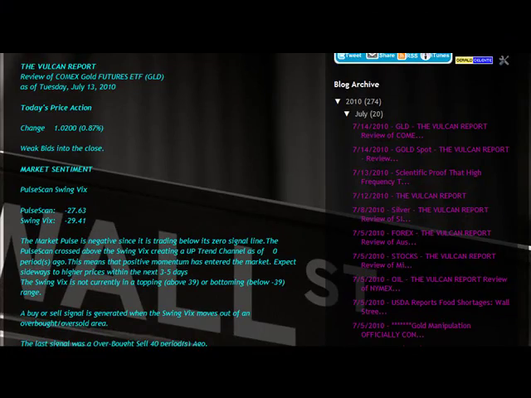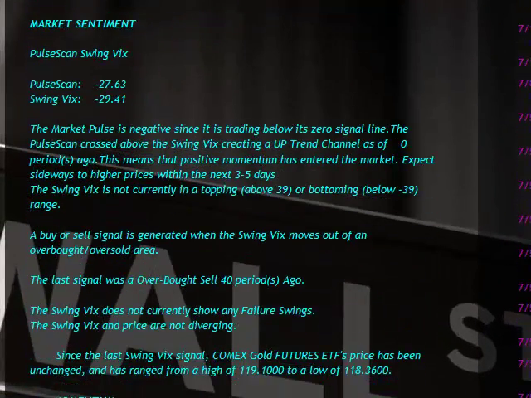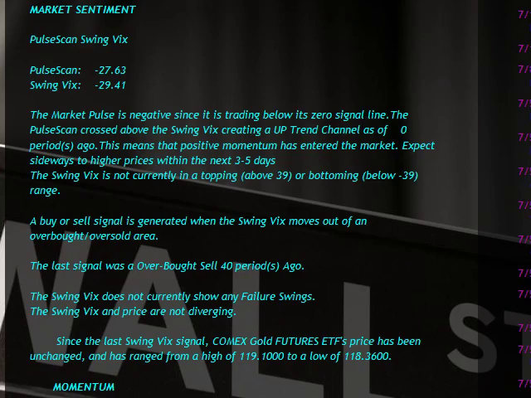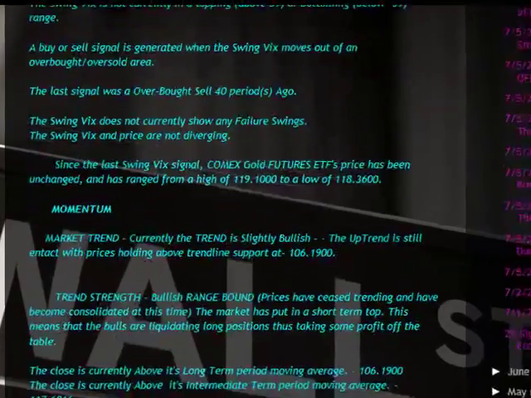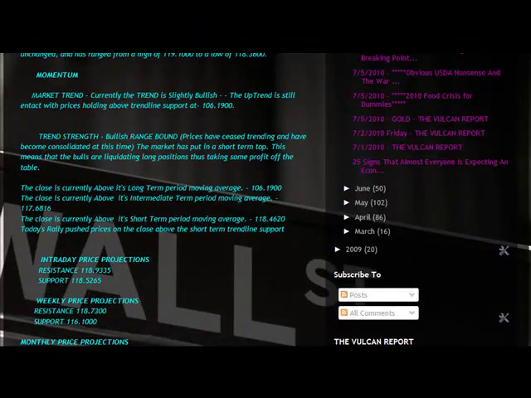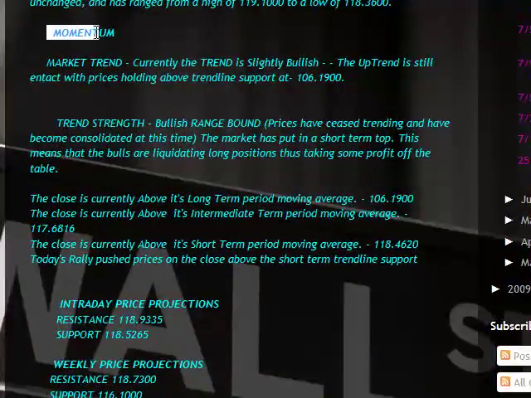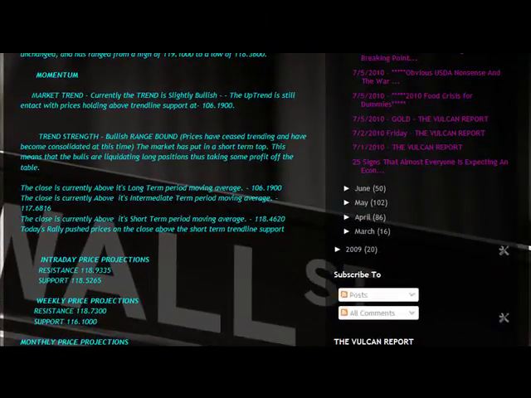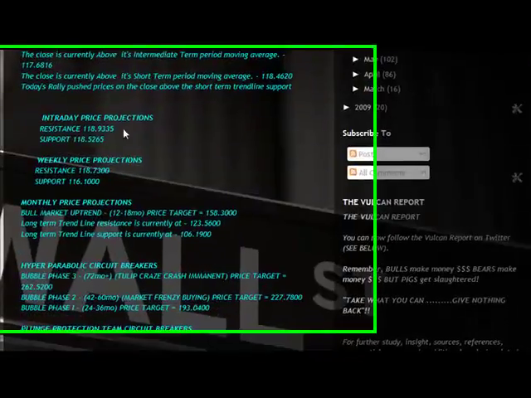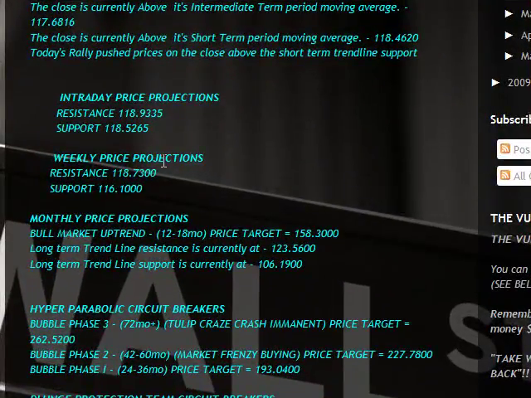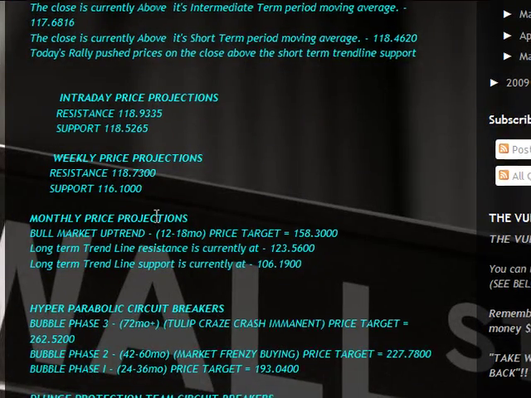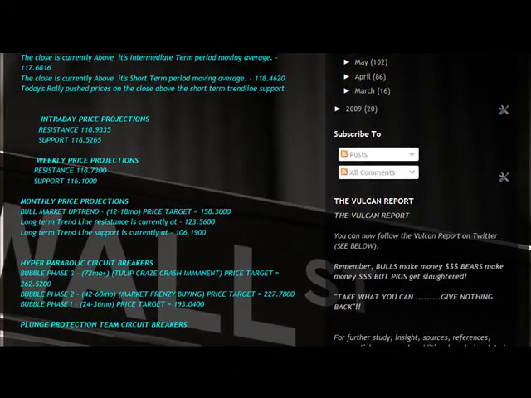Under the market sentiment, we talk about the post-scan swing VIX indicator, and we give you the data on that. Then the next category is momentum, and under this category we will analyze the market trend and the strength of the trend. We also look at intraday price projections, weekly price projections, and monthly price projections. We've added the monthly price projections.